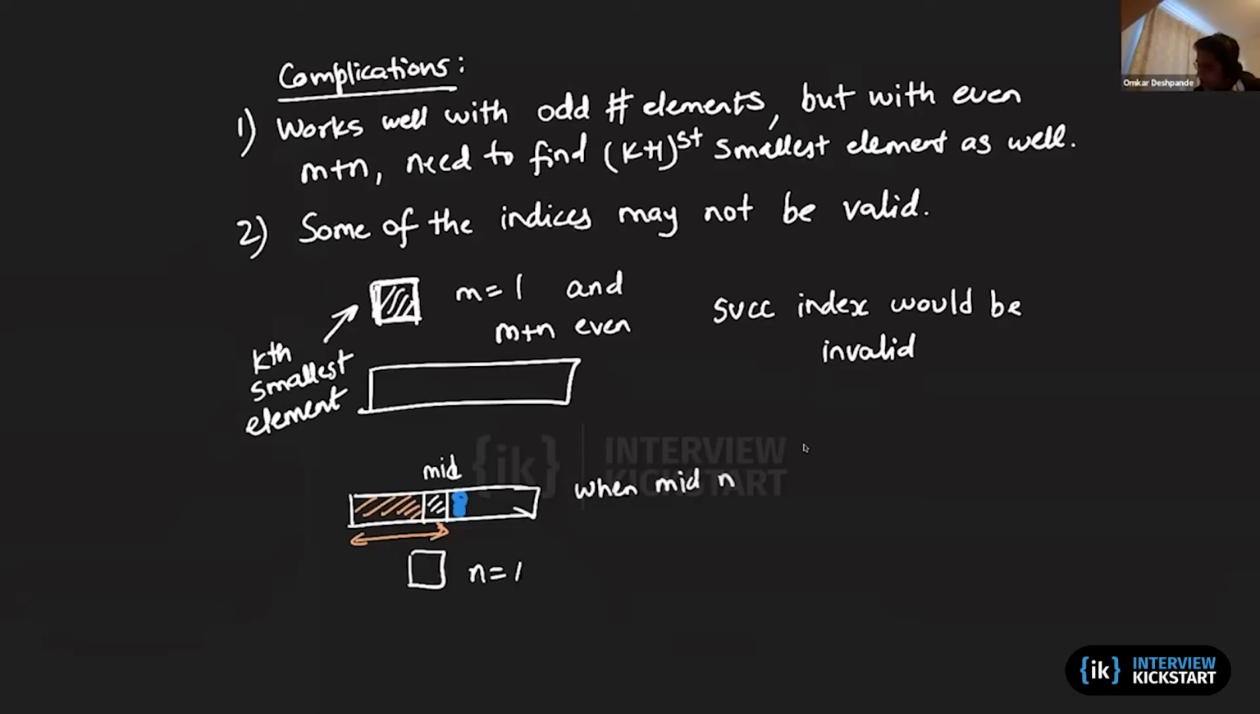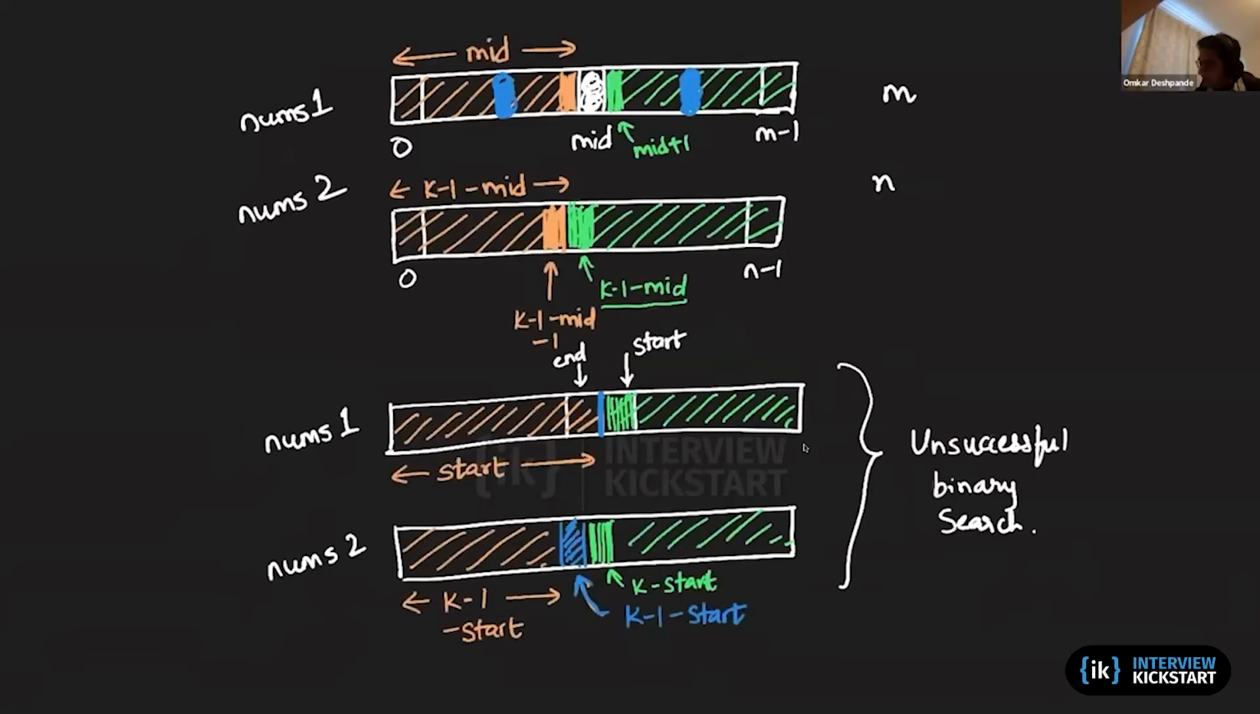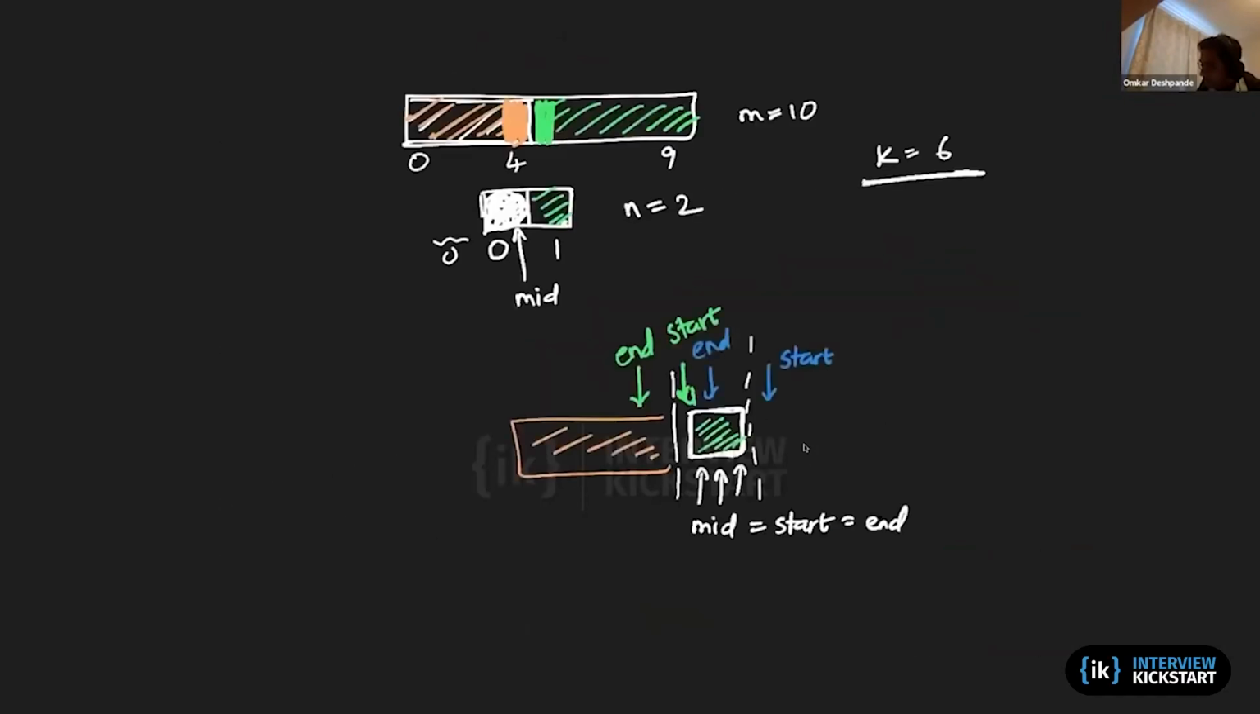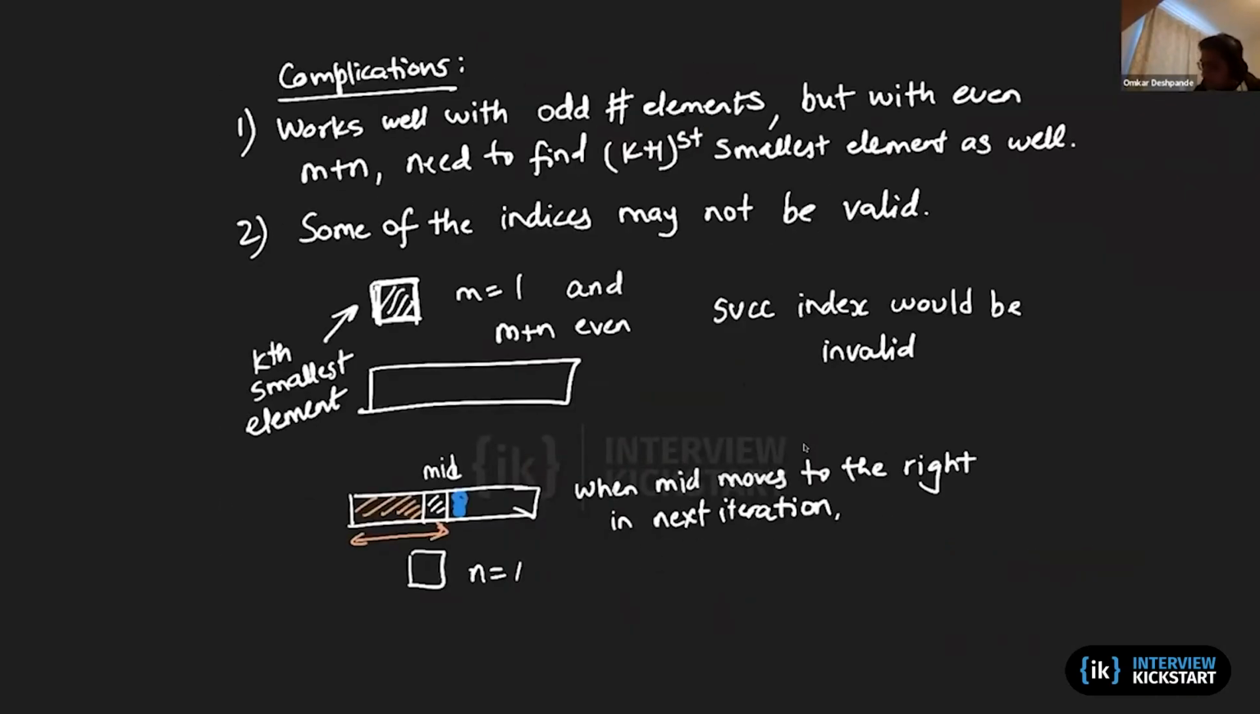When mid moves to the right in the next iteration, what was this value? It was index k minus 1 minus mid, because we will be looking up the values at these two indices in each step. So k minus 1 minus mid minus 1 could become less than 0. In other words, it may not exist.